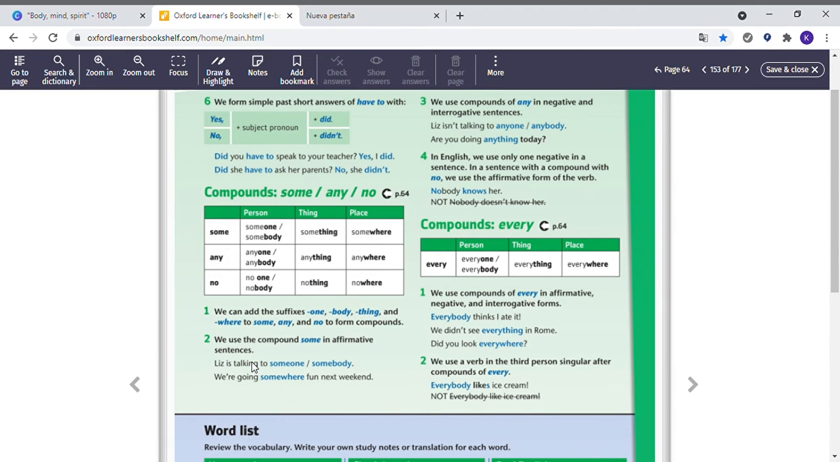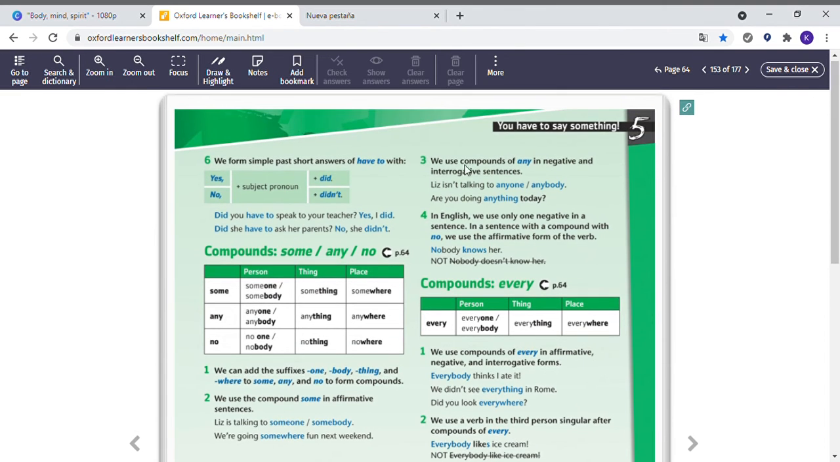Liz is talking to someone. Estamos hablando de que Liz está hablando con alguien, con una persona. Entonces, como es una oración afirmativa, nosotros vamos a poner someone or somebody. Guys, here you can use someone or somebody and it's gonna be right, ¿ok? Cualquiera que usen va a estar bueno. Acá tenemos, por ejemplo, Liz isn't talking to anyone or anybody. Liz no está hablando. ¿Sí? Acá tenemos un isn't, que es la negación. Y acá, are you doing anything today?